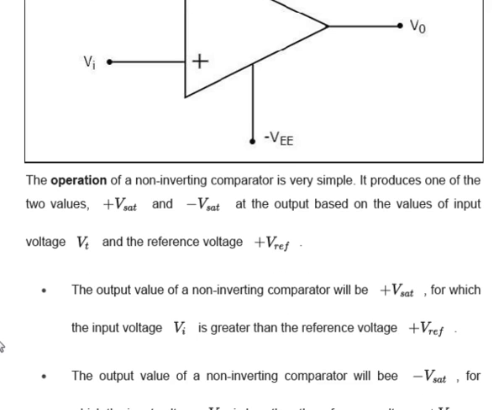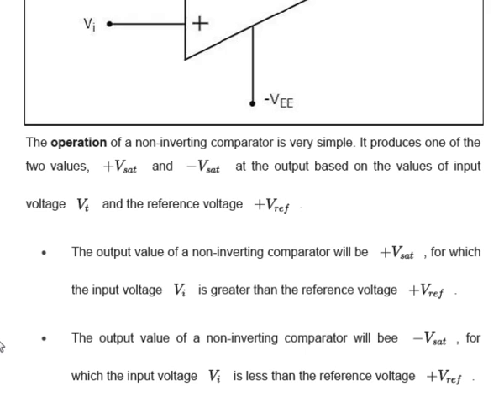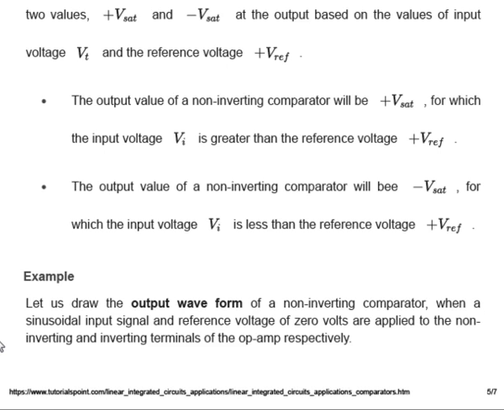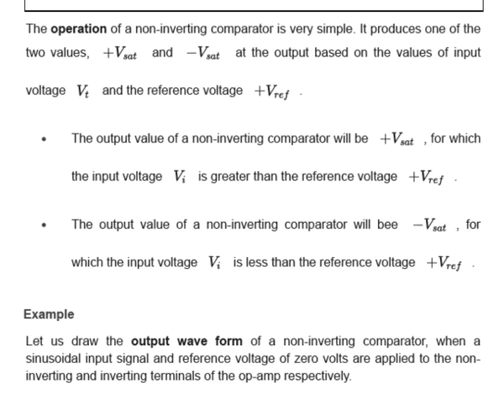Now the output value of a non-inverting comparator will be plus V saturation when the input voltage Vi is greater than the reference voltage V reference, and the output value of a non-inverting comparator will be minus V saturation when the input voltage Vi is less than the reference voltage.